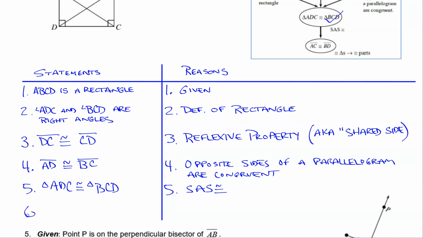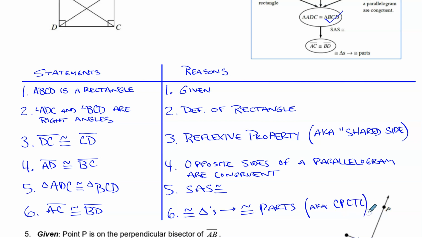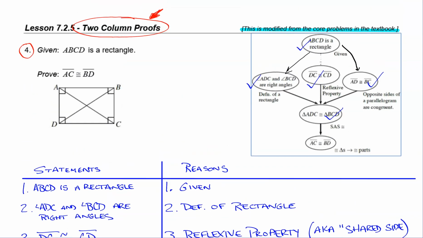Let's go down to our 6th and final statement, and that is that segment AC is congruent to segment BD. What's our reason? Congruent triangles have congruent parts. If you prefer, you can call that CPCTC. Folks, pat yourself on the back. You just did your first two-column proof. And again, I'll reiterate, it is no different than the flowchart proof. Oh, I forgot to do this. Bam! We got our final fact oval and we're done.